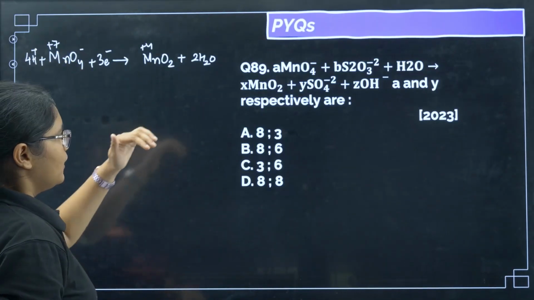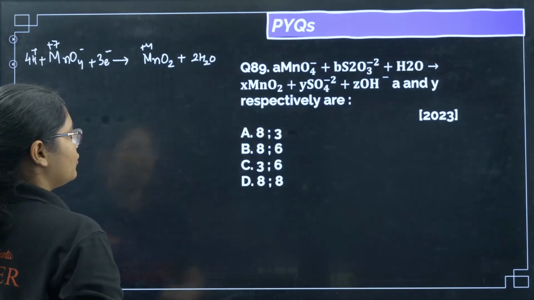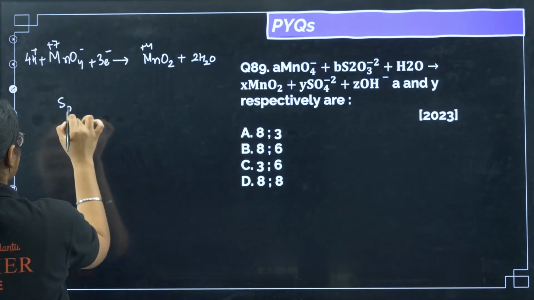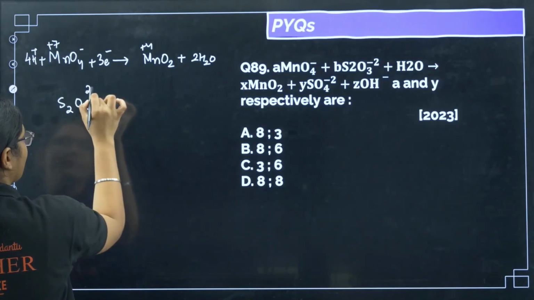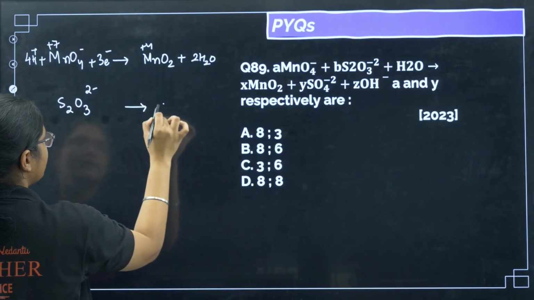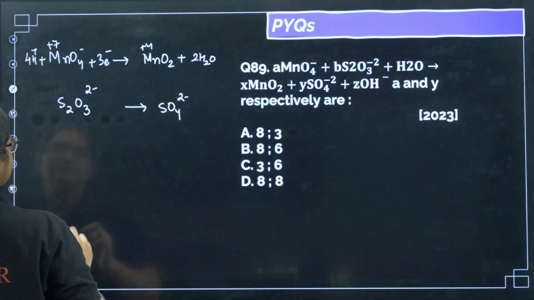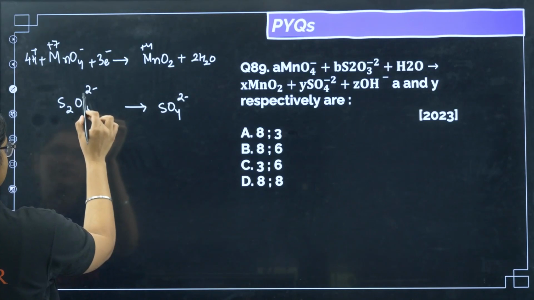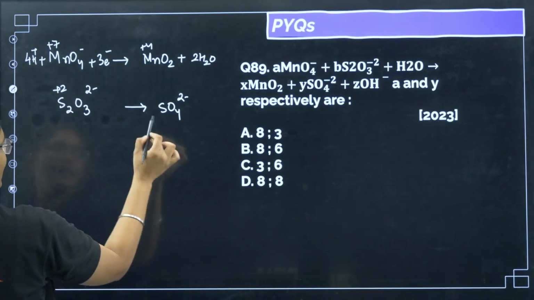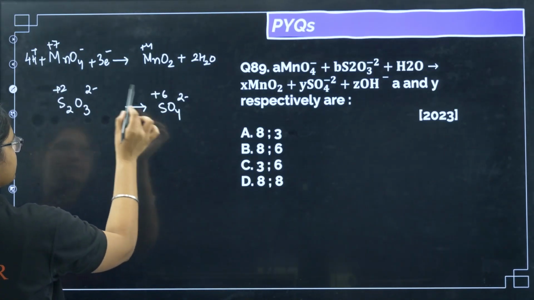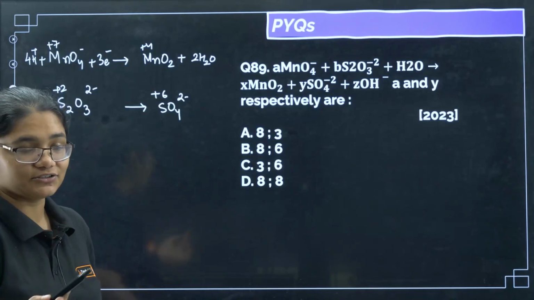Clear? Next I have S2O3. Okay, so this is like this actually, S2O3 2- is getting converted to SO4 2-. Okay, so you can see, what's the oxidation state here? It is +2, and here it is +6. So +2 to +6, it is oxidation, right?